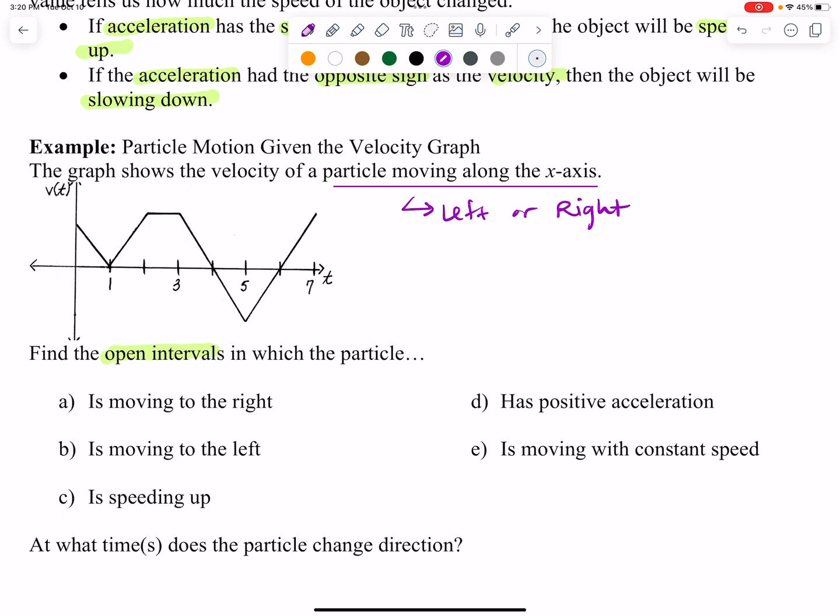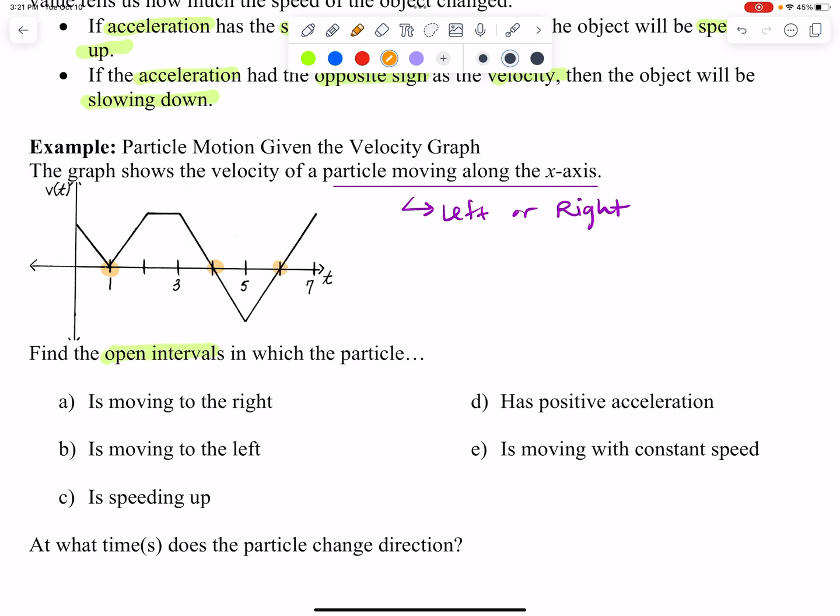For where the particle is moving to the right, the particle would be moving to the right when velocity is positive. Looking at this graph, which is defined just from 0 to 7, with no arrow at the end of the 7, we can see that velocity would be positive from 0 to 1. Velocity is equal to 0 at 1, so we can't include 1 for when the particle would be moving to the right. But it's also positive from 1 to 4, and then from 6 to 7. We can see the t-intercepts, where the velocity graph intersects the horizontal axis, correspond to where the velocity is equal to 0.